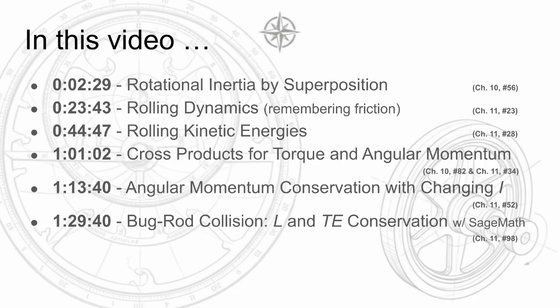Cross product for torque and angular momentum, working out Chapter 10, Problem 82, and Chapter 11, Problem 34. Angular momentum conservation with changing I, working out Chapter 11, Problem 52. Bug rod collision, L and TE conservation with SageMath, Chapter 11, Problem 98. We will start with the rotational inertia question.